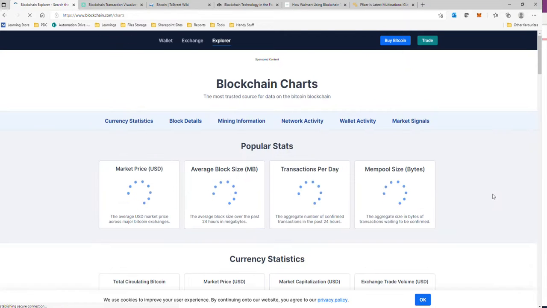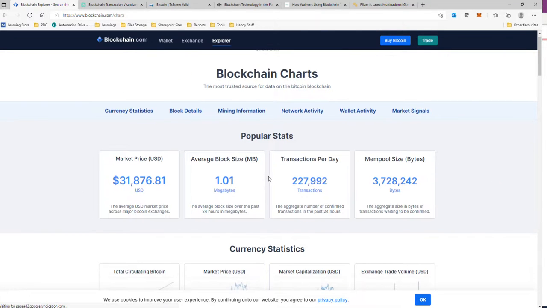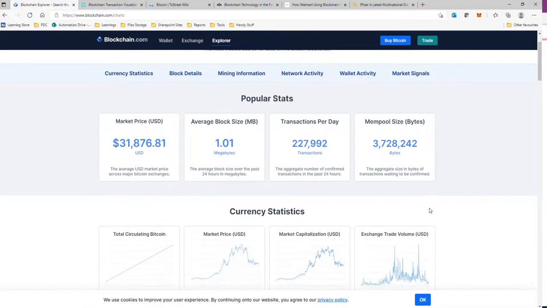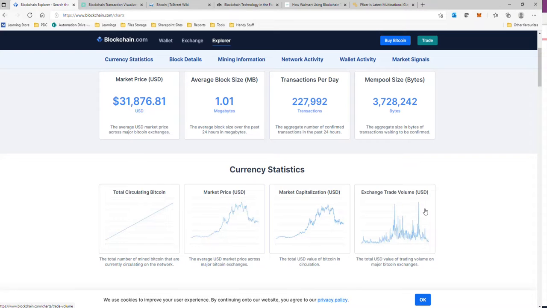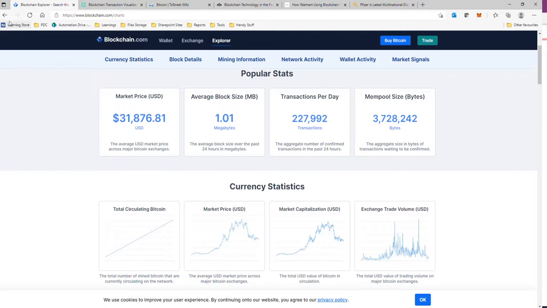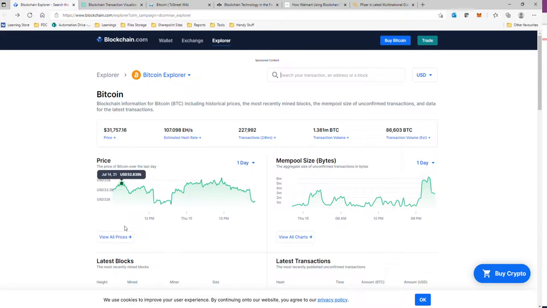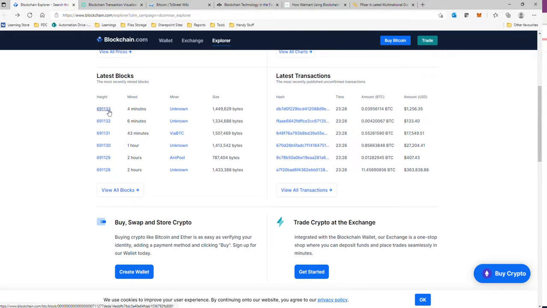If you click view all charts, you can see the overall block size. What is the block size? It's 1 MB. Transactions per day, 227,000 transactions, and the current mempool size in bytes. Now, this is more of an information point: currently the Bitcoin block generation time is roughly 10 minutes. After every 10 minutes, a new block is generated on the Bitcoin blockchain. For example, if the current block is 33, there will be a new block 34, created roughly in 10 minutes or 600 seconds.